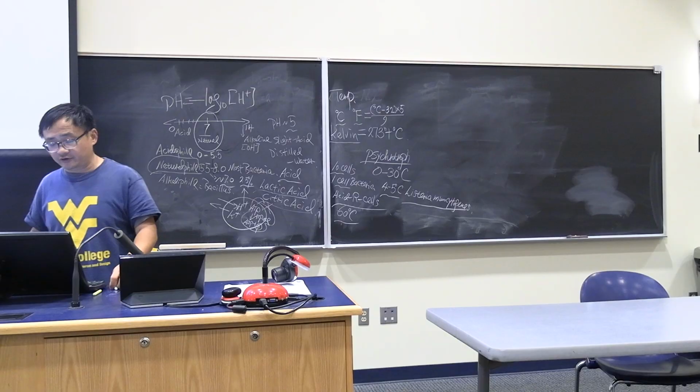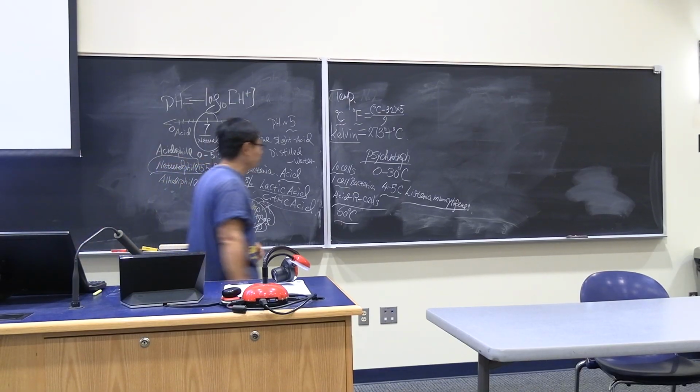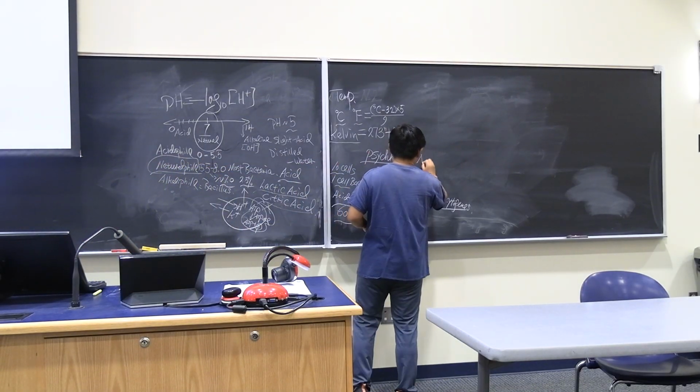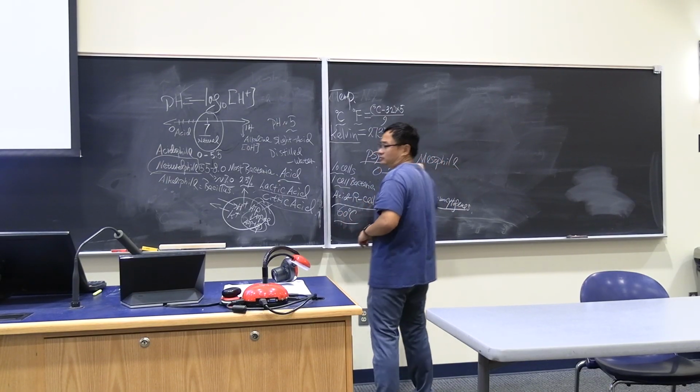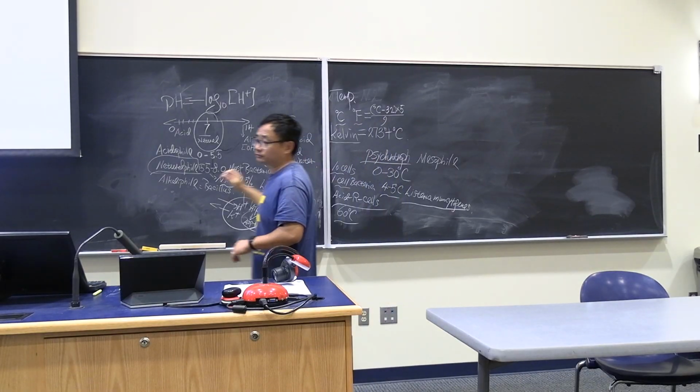Next one is mesophiles. Mesophile is relatively easy. This is the temperature range. For most of us it could be 15 to 45, I believe, 20 to 45.